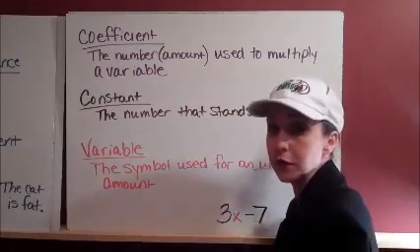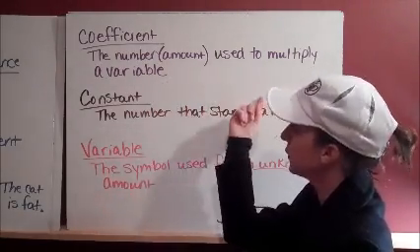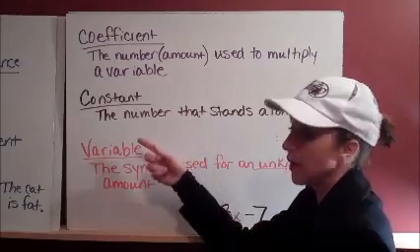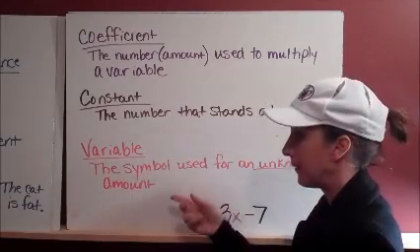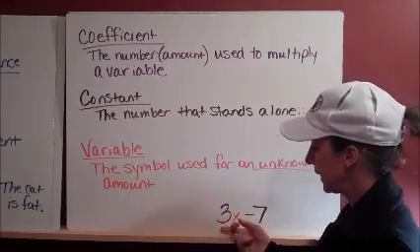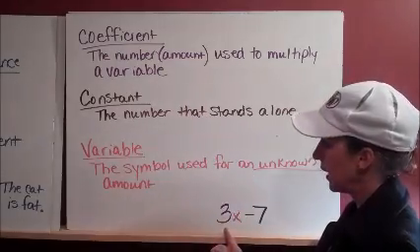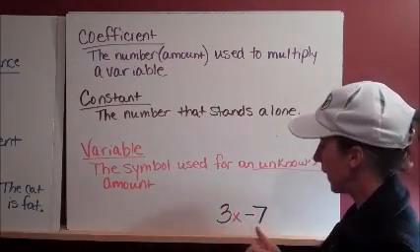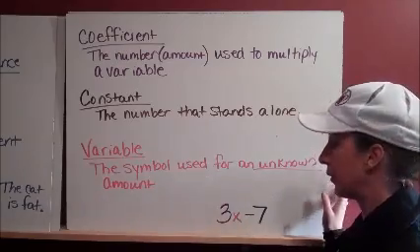Simple definitions that you'll be responsible for knowing. The coefficient is the number used to multiply a variable. The constant is the number that stands alone, and the variable is the symbol used for an unknown amount. This is color-coded. Purple is the coefficient. X is the variable, and a constant is the 7 in this example.